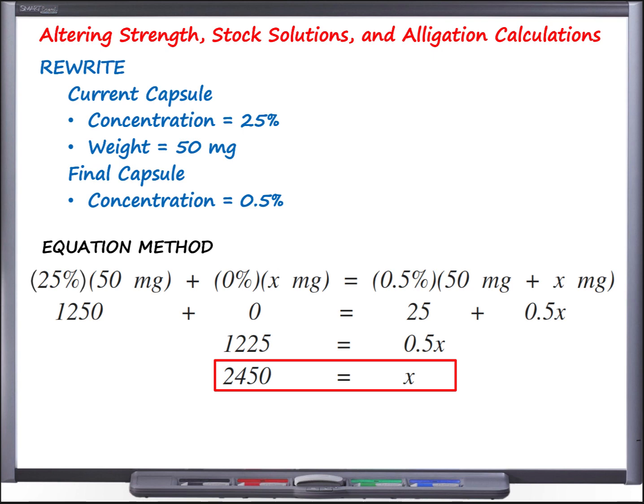That's the amount of lactose or diluent to add to our capsule to make our final correct concentration at the end. And that's the answer to this question. We want 2,450 milligrams of lactose to add to our capsule.